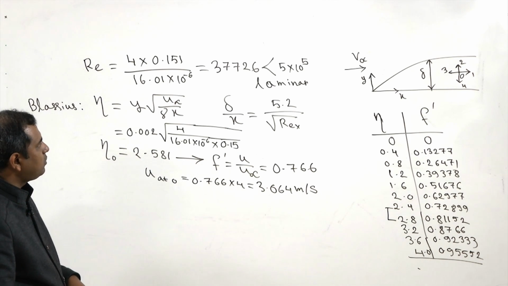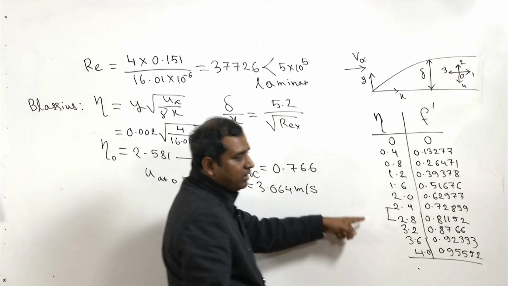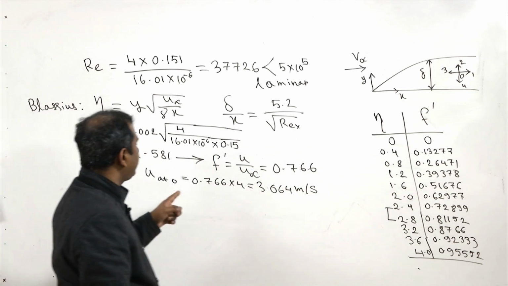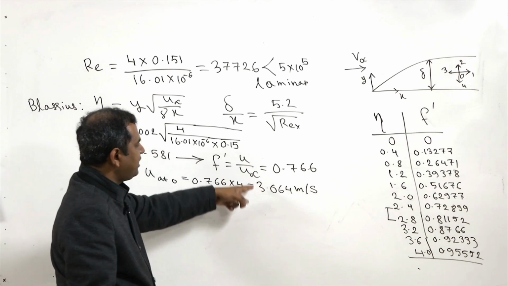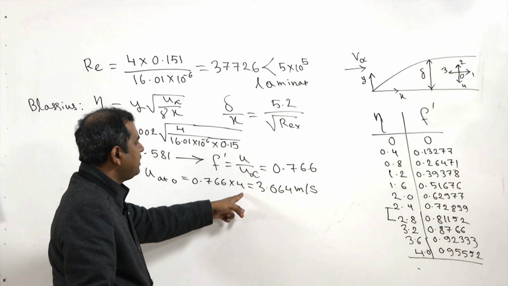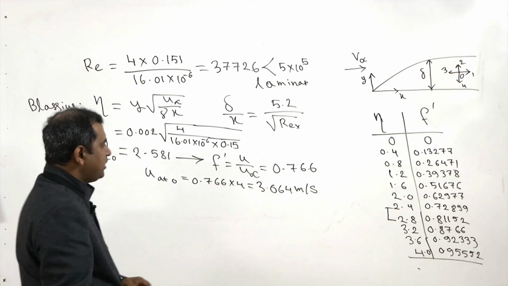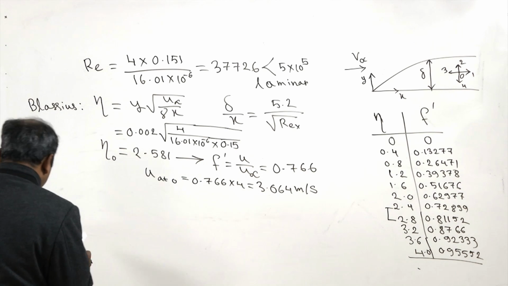0.15. So, if you do like that, you will be finding different values of eta, and using this table via interpolation you have to get the value of f dash, which is nothing but u by u infinity, and subsequently multiplying f dash by u infinity, which is equal to 4 meter per second, you can get the velocity. So, let me show you the final table what we obtain.